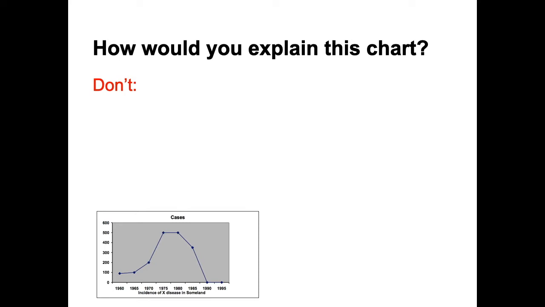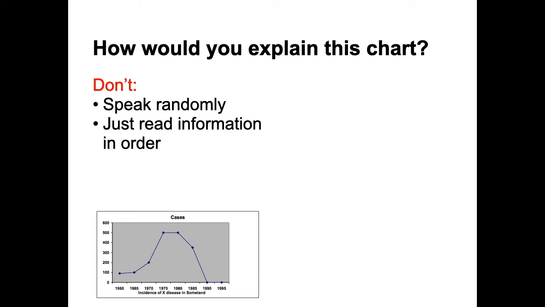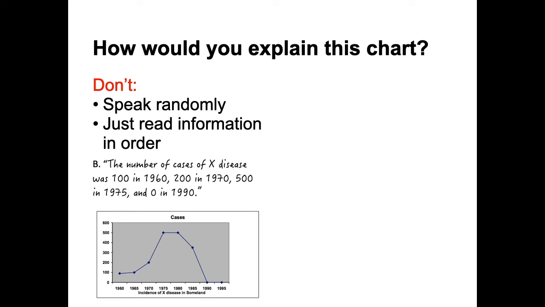First of all, what you don't want to do is just speak randomly and choose different parts of the chart and just talk about them. Also, you don't want to just read the information in order. So, for example, I provide on the handout, for this chart, the number of cases of X disease was 100 in 1960, 200 in 1970, 575, 0 in 1990. So that's just reading it in order, and it really doesn't show deep thinking on your part.